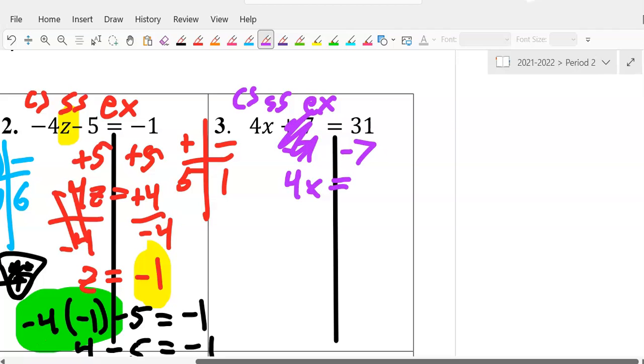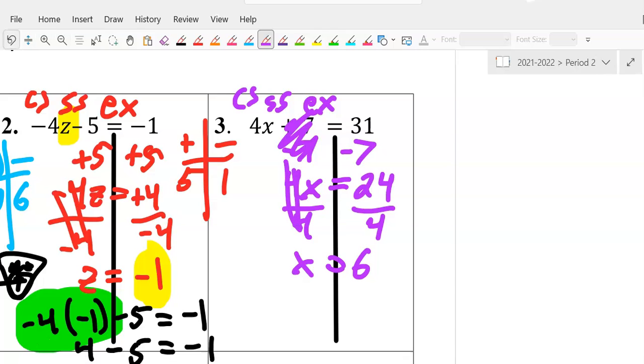Okay, 4x. Don't forget to copy down the 4x equals. Good. And then you divide 4 by 4. Very good. Okay, x is equal to 6. That's a horrible equal sign, Mr. Pass. Let me fix that a little bit. Okay, x is equal to 6. Are we done? Yes, but we should check our answer.